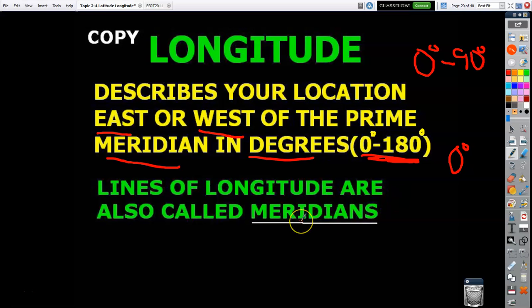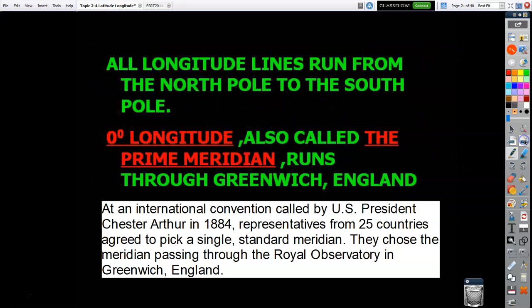And so they're not called parallels, they're called meridians, right? Which makes sense because if you know longitude, the first line, the reference, is called the prime, right? Prime meaning first, meridian. So all other lines are called meridians. Longitude lines, again, run from North Pole to South Pole, top to bottom. And again, 0 degrees longitude is called the prime meridian, which right now runs through Greenwich, England.